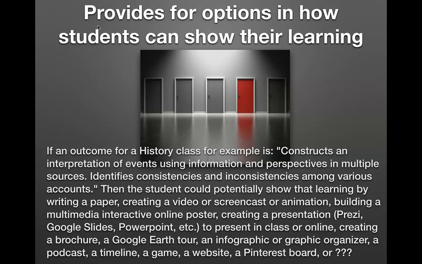So let's say, for example, an outcome for a history class is: constructs an interpretation of events using information and perspectives in multiple sources, identifies consistencies and inconsistencies among various accounts. Well, as a student, I can show that lots of different ways. That's not tied to a paper or to a speech in front of the class or whatever. And so the student, again, can potentially show their learning. Yeah, they could write a paper, but they could also create a video or maybe a screencast or maybe a Powtoon animation or build a multimedia interactive online poster we talked about.